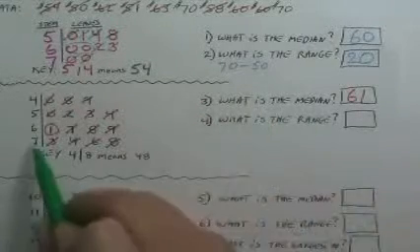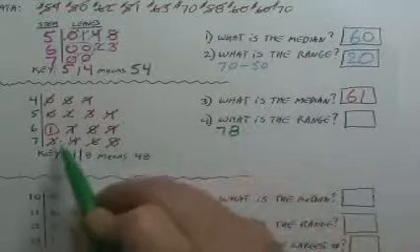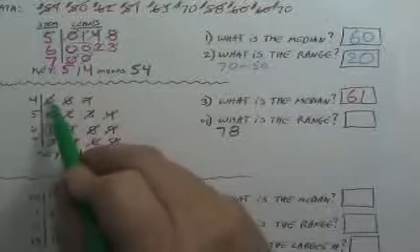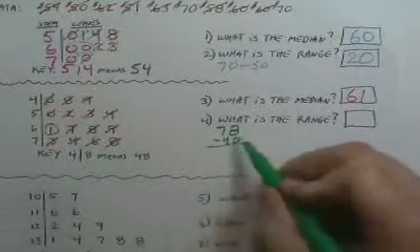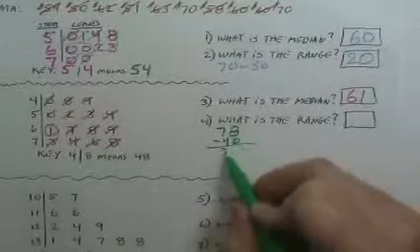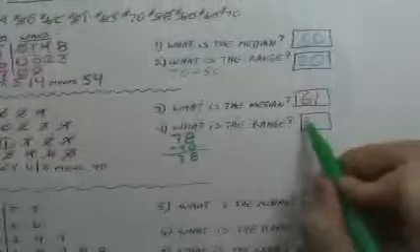Next question, what is the range? Well, that's the biggest number, which is 78, minus the smallest number, which is 40. 78 minus 40 is 38. The answer is 38. Okay, now you go ahead and finish the rest of the problems, please.